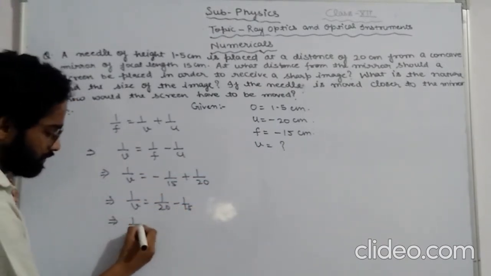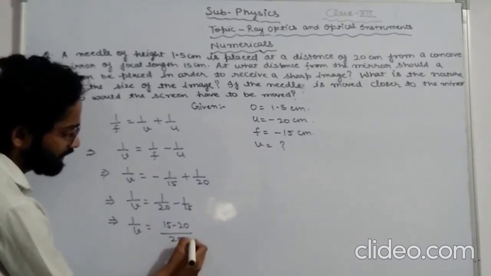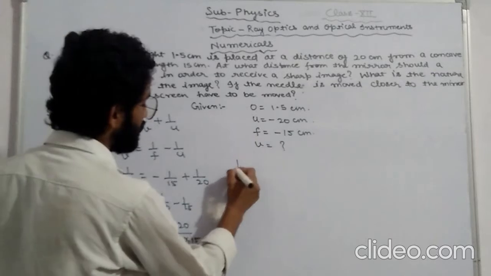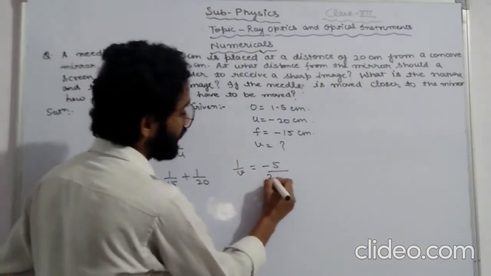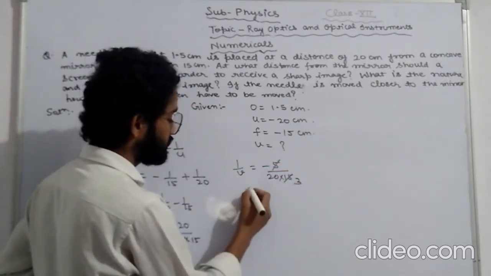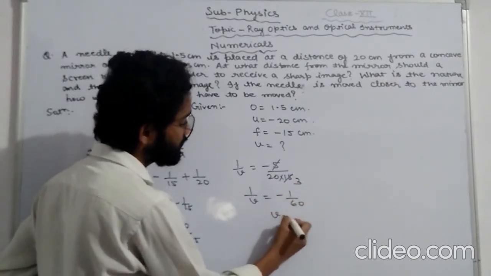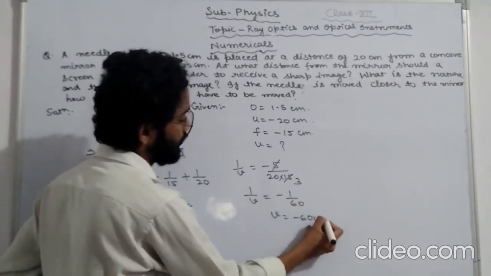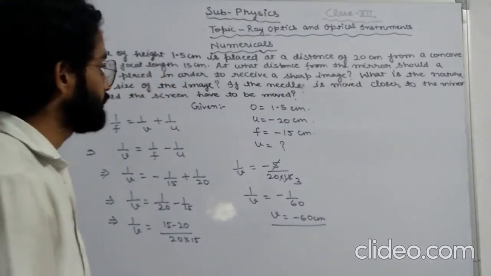Now 1 upon v can be written as (15 minus 20) upon (20 into 15). This is minus 5 upon 20 into 15. Five 3s are 15, so 20 into 3 is 60, that is minus 1 upon 60. So v is equal to minus 60 centimeter. This is the very first value we have got.